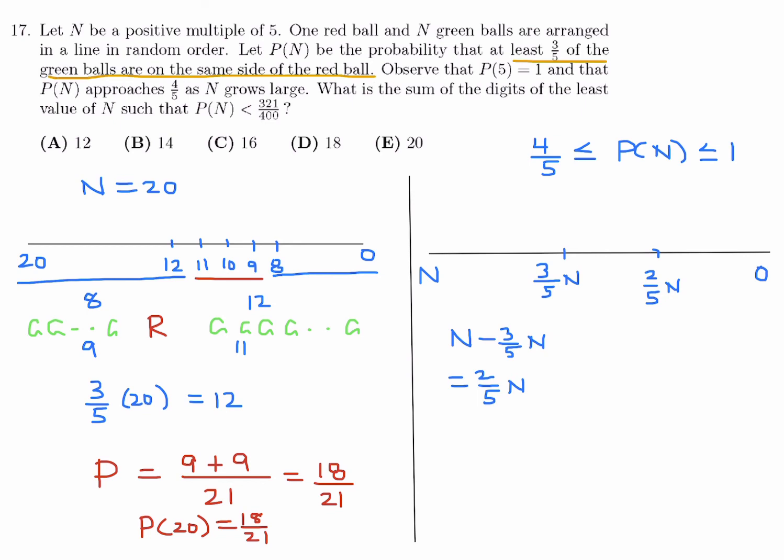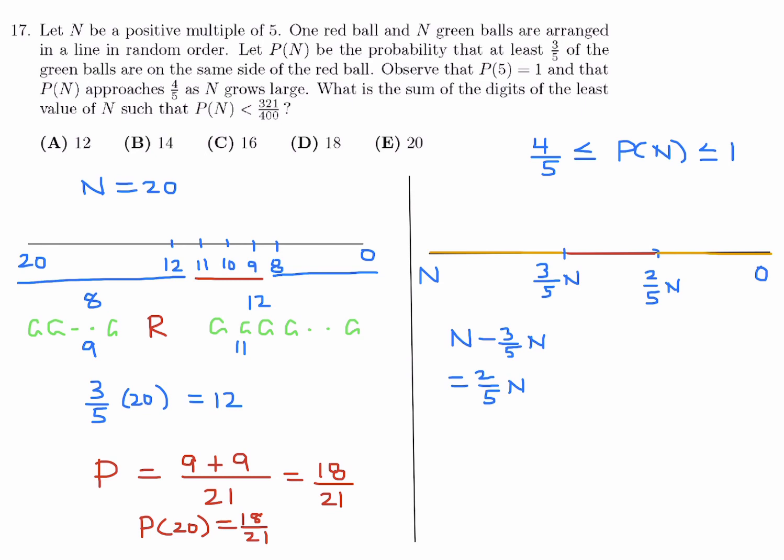So the good portion of this diagram, which ensures at least 3/5 of the green balls are on the same side of the red ball, is from here to here and from here to here. And the stuff in the middle is the bad part. Okay, so we have to get a formula now, carefully. So our formula will be as follows.